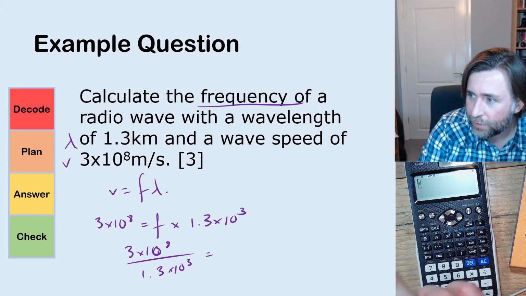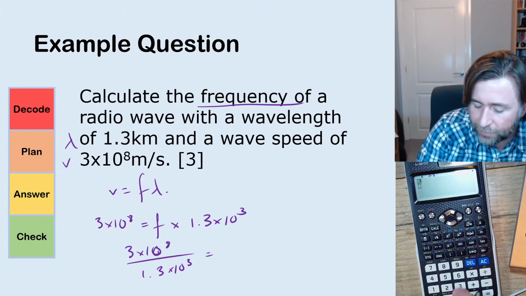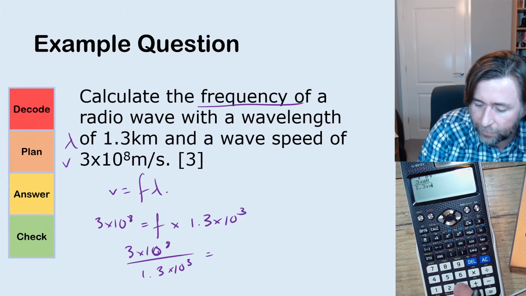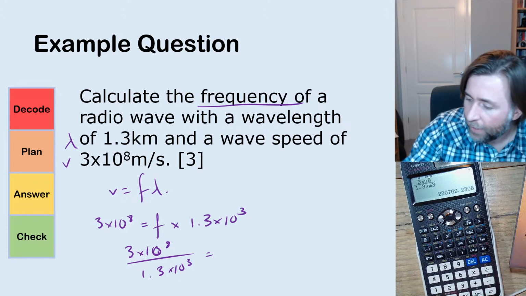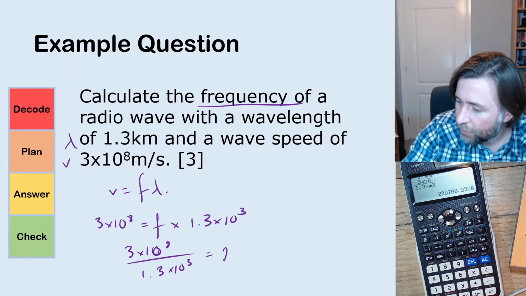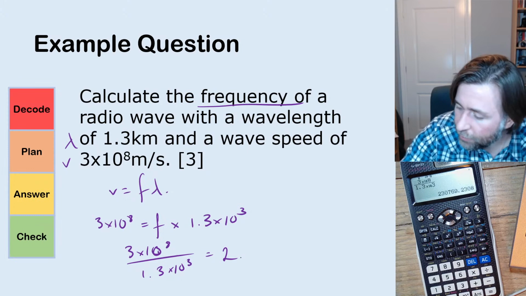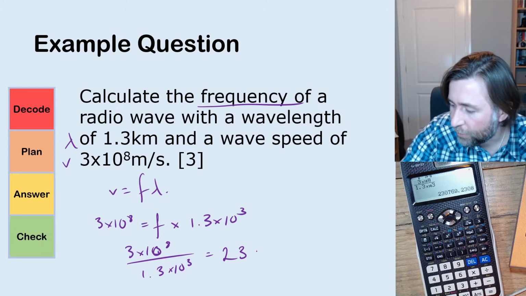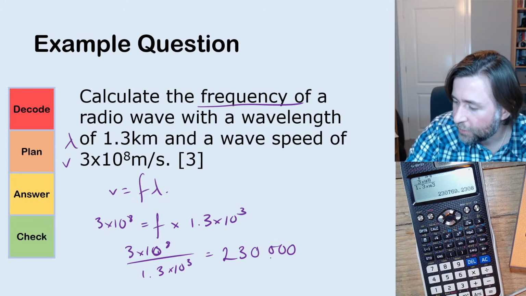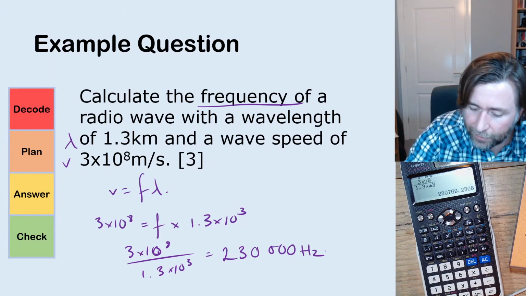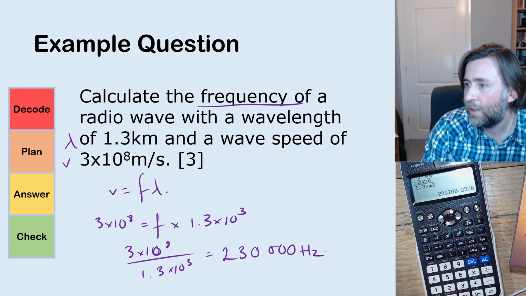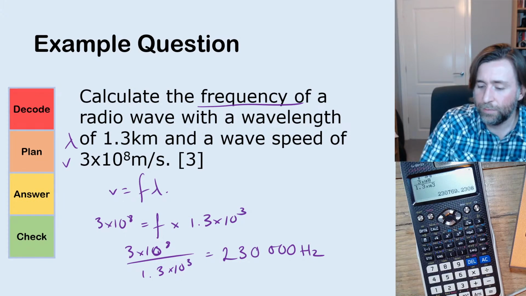Hit the fraction key because we're going to put it in standard form. 3 times 10 to the 8 over 1.3 times 10 to the 3. Boom. 2.3 1, if you like, but I would round this to 2.3 times 10 to the 5, that would be it to 2 significant figures. Hertz. Okay, let's double check that. Yes, that's right. Okay, let's rock on.